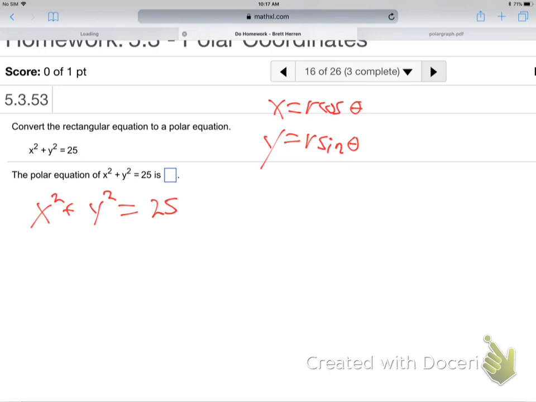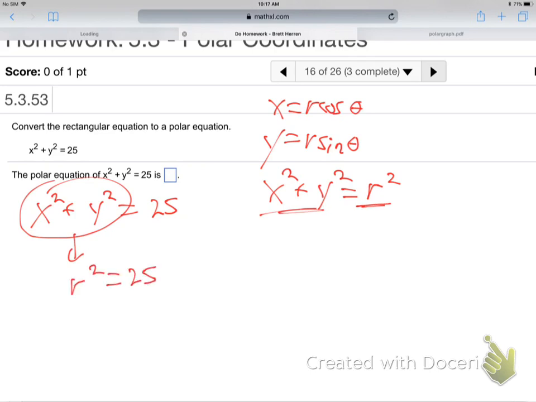What other relationships have we learned? What is r equal? Pythagorean theorem. Exactly. Let me just write it that way. x squared plus y squared is r squared. Remember that one? So this whole thing is just r squared. So r squared equals 25 is the same as x squared plus y squared is 25, because r squared is x squared plus y squared.